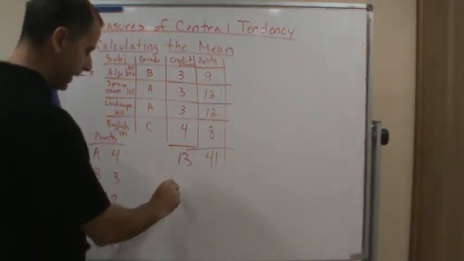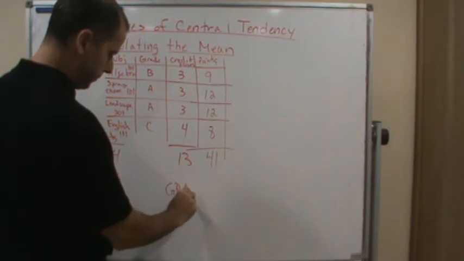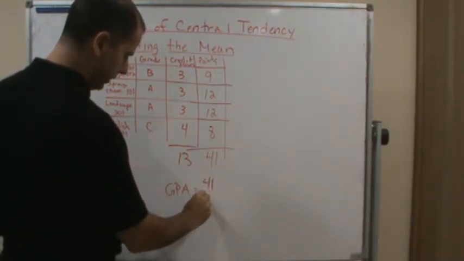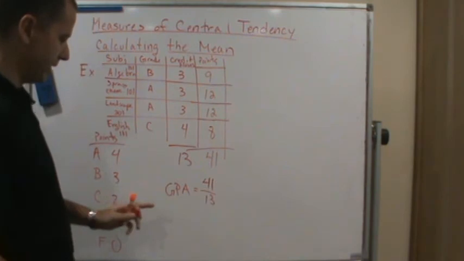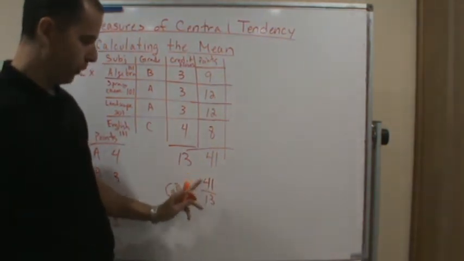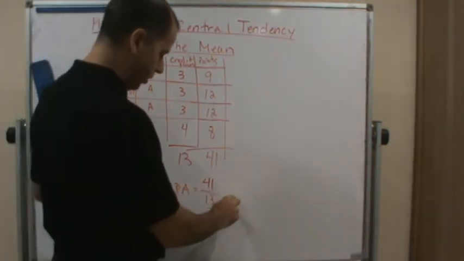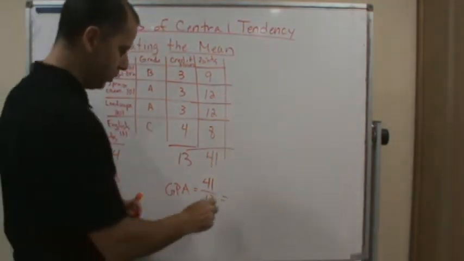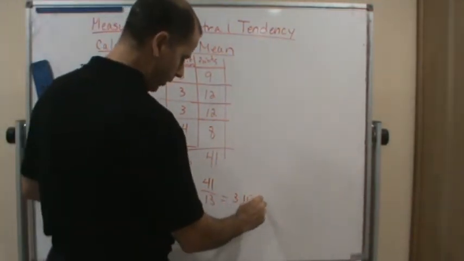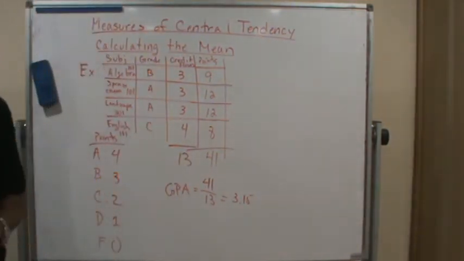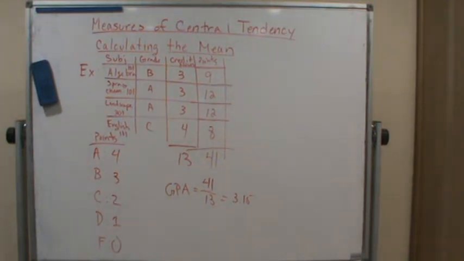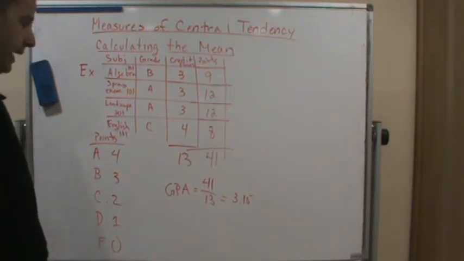So to get your GPA for this semester, you take 41 divided by the total number of credit hours, because it's basically average points per credit hour. When you do this, you're going to get 3.15 points per credit hour. That's your GPA, or your grade point average. And that's rounded to the nearest hundredths, which is typically what they do for GPA.